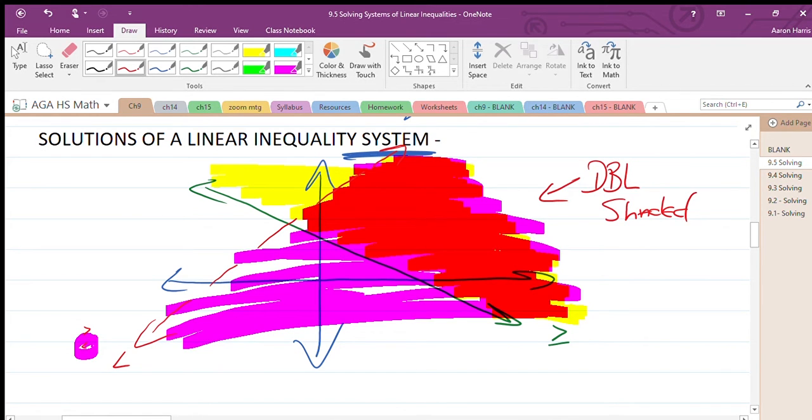Because if you look here, here's yellow, but yellow makes the green line true, but it doesn't make the red line true. Here's purple, it makes the red line true, but it doesn't make the green line true. And then we have this red area, it makes both the red and the green line true at the same time. Okay?